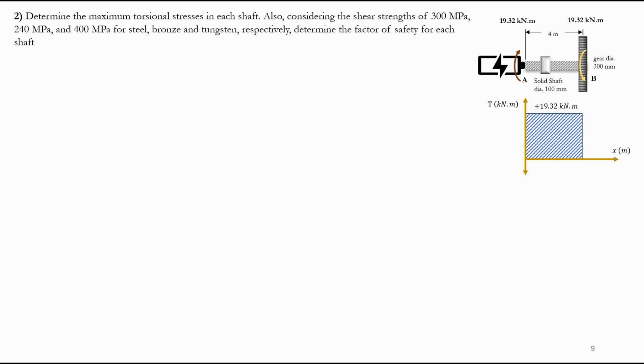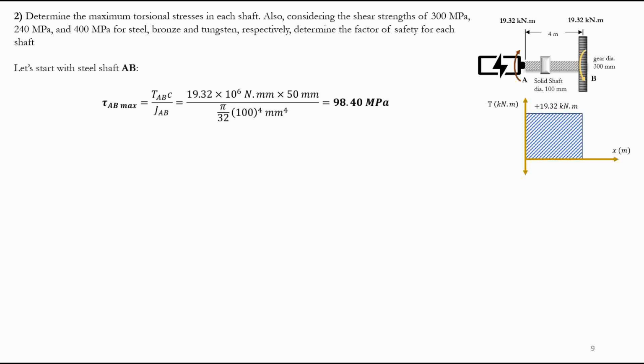So here we'll start with shaft AB, right? Because the question says determine the maximum torsional stress in each shaft. So we're going to evaluate each shaft. So start from AB. So here for AB, what is the formula? It's a solid circular shaft, right? For a solid circular shaft, we know the formula is TC over J, right? TC over J.